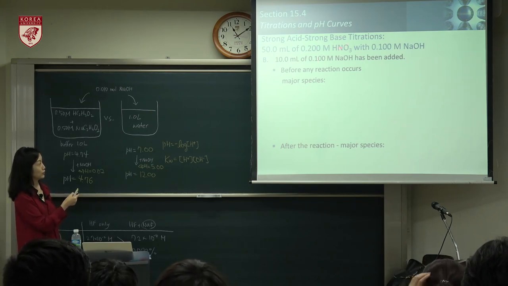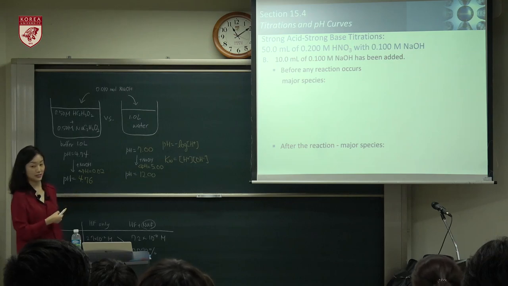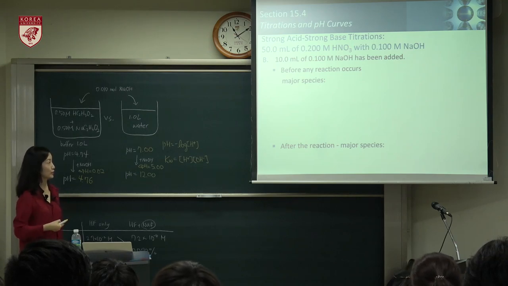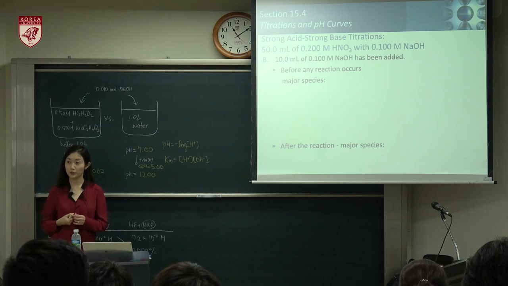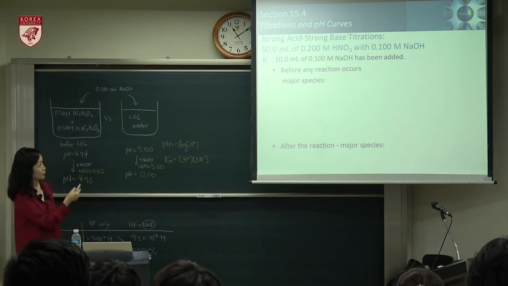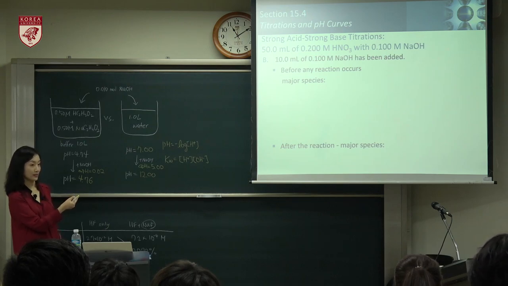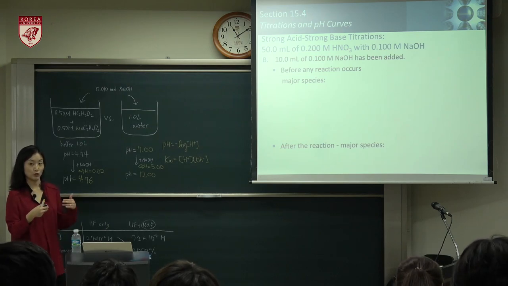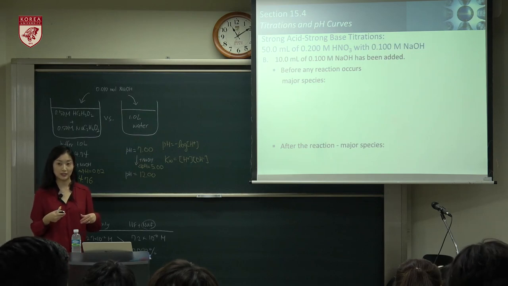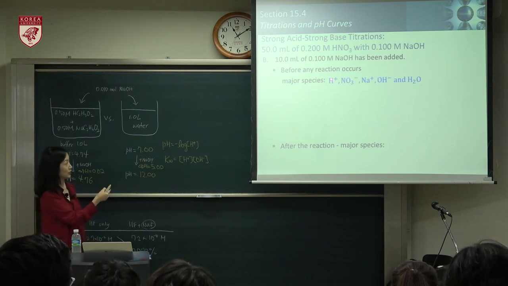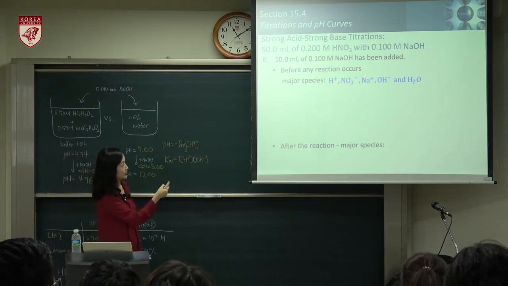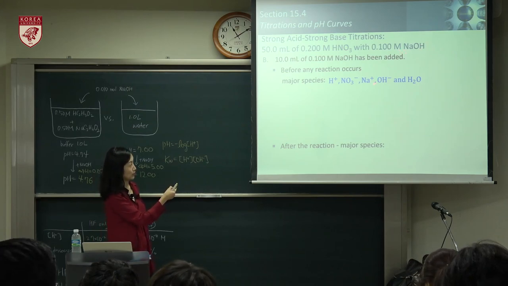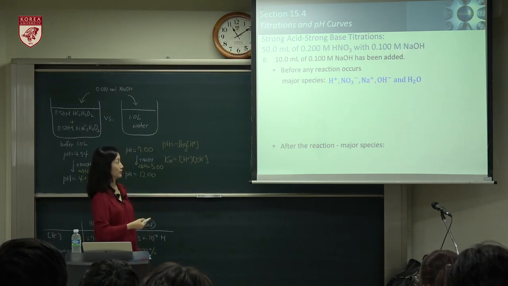So now we have a strong acid and some base added. Before any reaction occurs, what are the major species? We have a strong acid, and we're adding a strong base, so everything will dissociate completely into its ions. So we have H plus, NO3 minus, and Na plus and OH minus from the NaOH, and water.